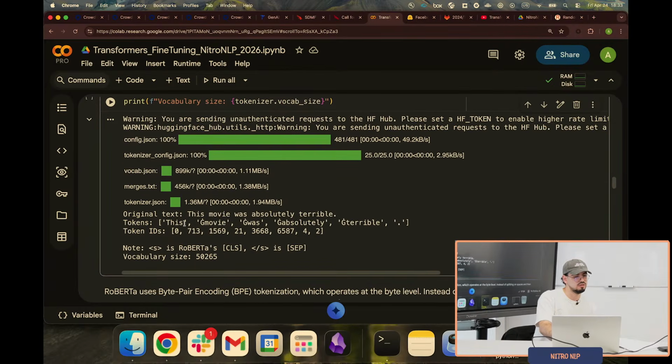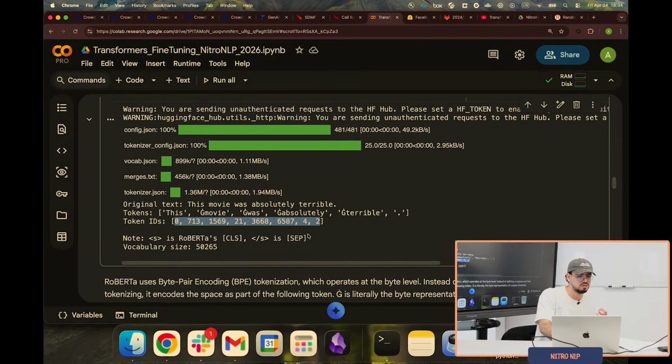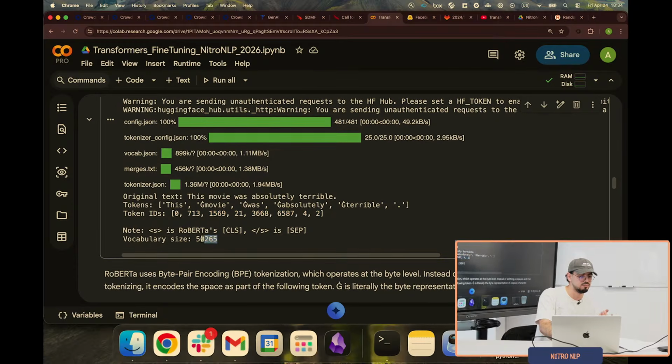So the original text was "this movie was absolutely terrible," and the tokens were this, Ġmovie, Ġwas, Ġabsolutely, Ġterrible, and a dot. And the token IDs were those. Those are learned by the tokenizer when trained. You don't need to worry about those. This is just what the computer sees in order to be able to statistically do something regarding the context. And you can see the vocabulary size is 50K.